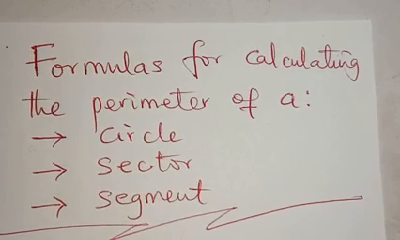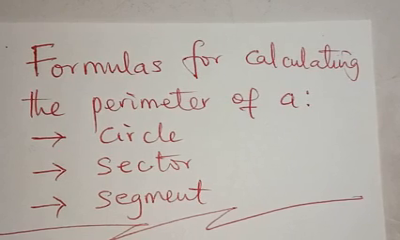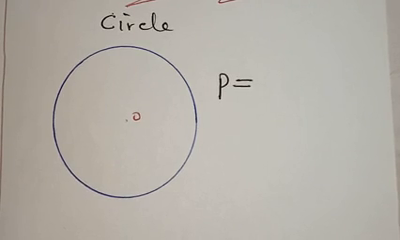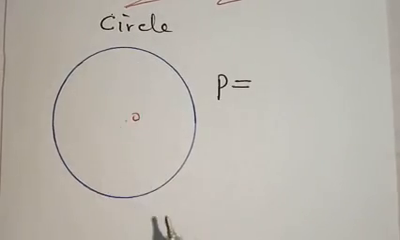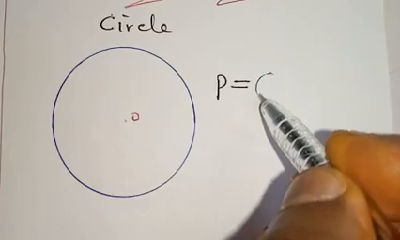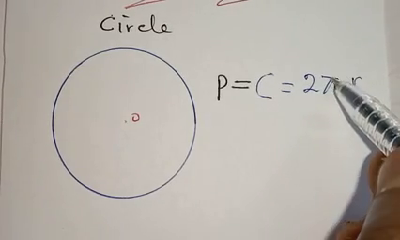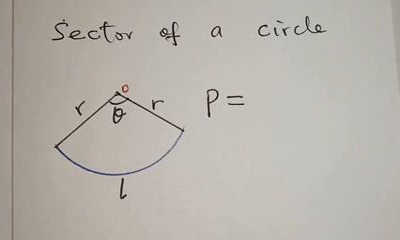I want us to consider the formulas for calculating the perimeter of a circle, the perimeter of a sector of a circle, and the perimeter of the segment of a circle. In the previous videos, I explained that perimeter is the borderline of any given shape. So the perimeter of a circle is the same thing as the circumference of a circle, and the formula is 2 pi r.